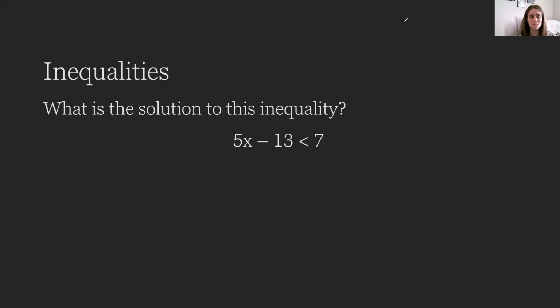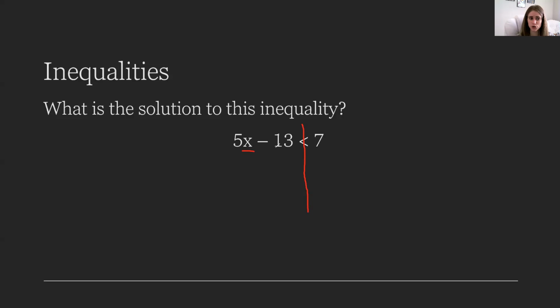So 5x minus 13 is less than 7. I'm going to draw that line through my inequality sign and focus in on the x. I want to get the x by itself. What should I do first? Should I get rid of the 5 or the 13? We want to get rid of the 13 first because anything that's being added or subtracted needs to be moved away first. The only exception is if we have parentheses. We got a little grouping symbol to deal with, but I don't have any here. So we want to get rid of that minus 13.